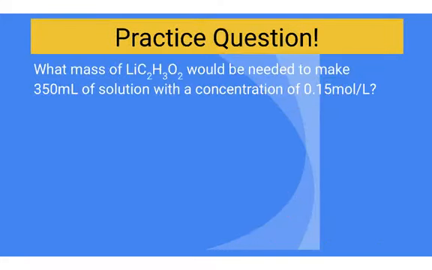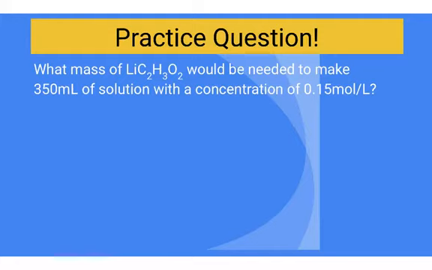So you try this one. I would pause the video and give this one a shot. This time we're looking for what mass of lithium acetate would be needed to make 350 milliliters of solution with a concentration of 0.15 moles per liter. This one is a little trickier than the last one. So again, pause it, see if you're able to work it out, and then come back and play.